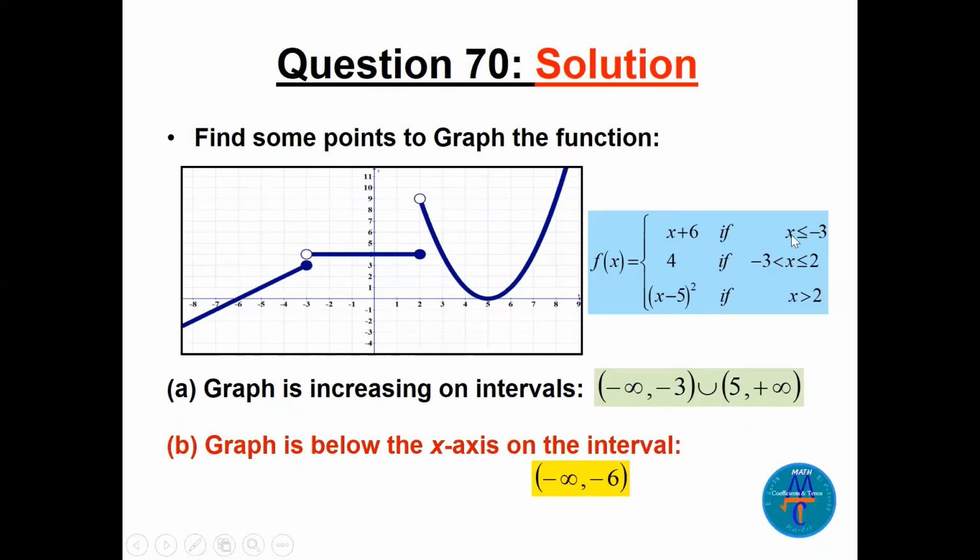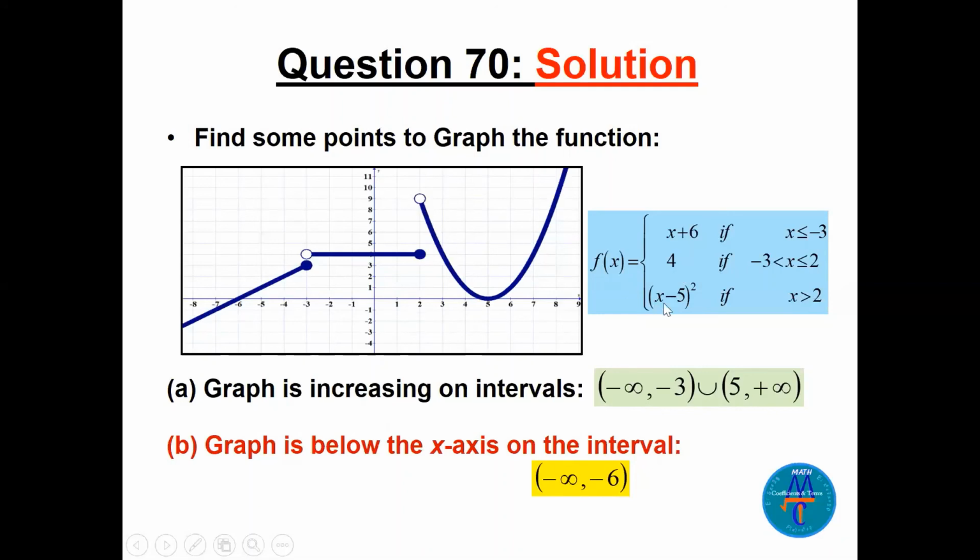Take some numbers less than or equal to minus 3. Any values you can take, minus 3, minus 4, you can take minus 3 closed. This is constant from minus 3 open until 2 closed. That's constant at 4. And this is a parabola, shifted to the right 5 units. But where do we stop? x greater than 2. So I go at 2 and make it open here.